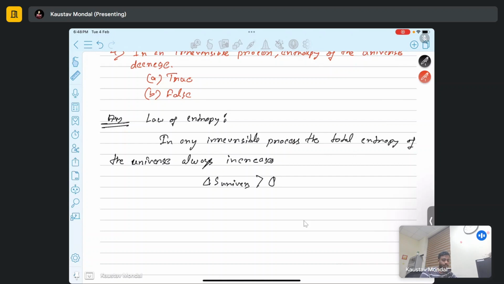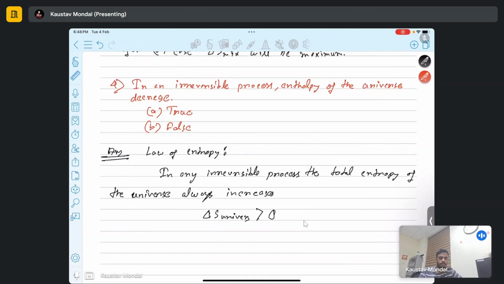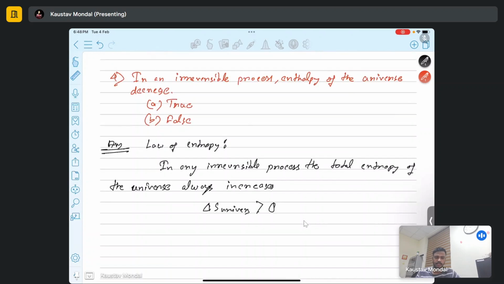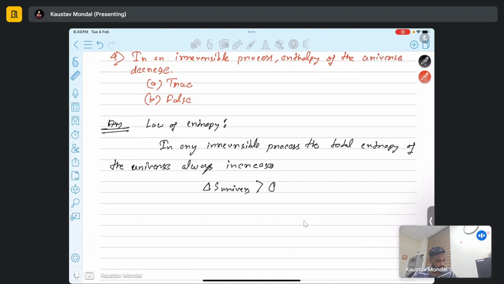Okay, and for our case also, it's an irreversible process. So for the case considered in the problem also, the delta S universe will always be greater than 0. I mean the change in the entropy of the universe. So universe basically means delta S system plus delta S surroundings, the addition of the change in entropy of the system and the change in entropy of the surroundings.